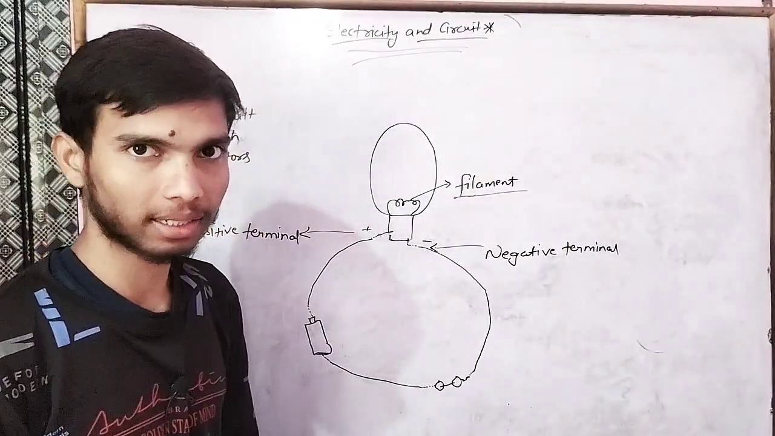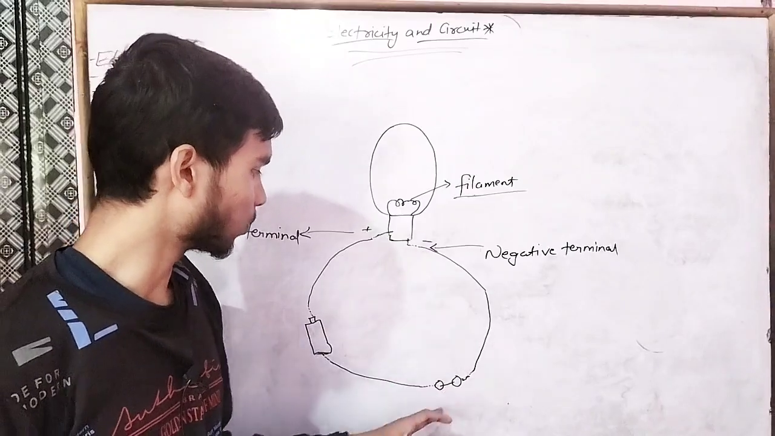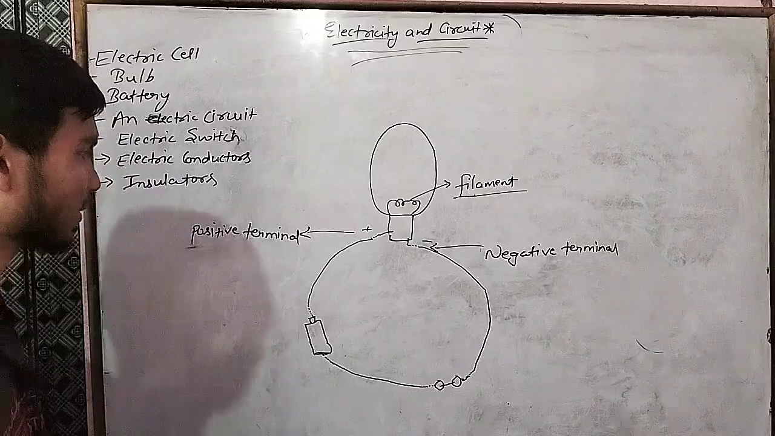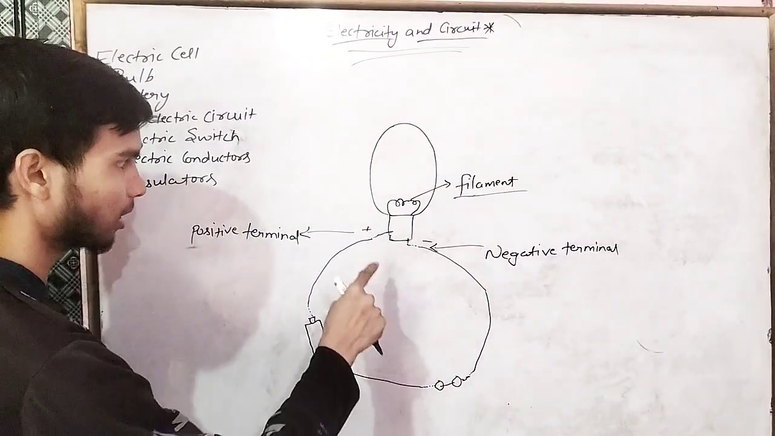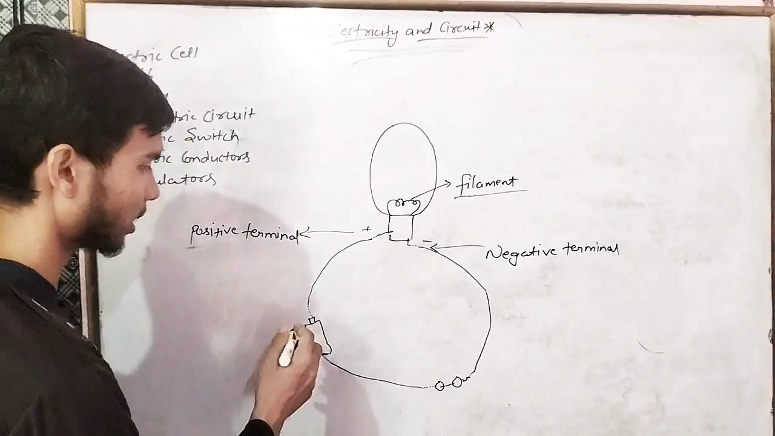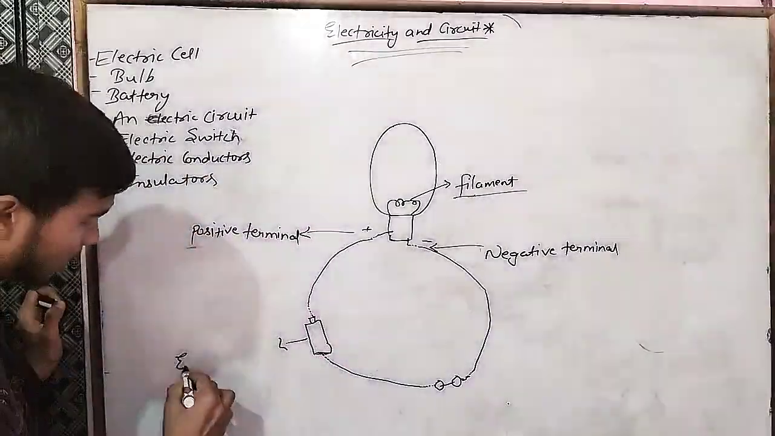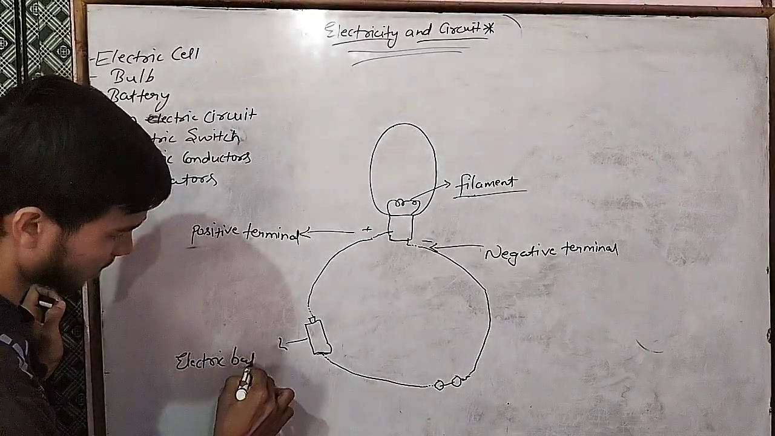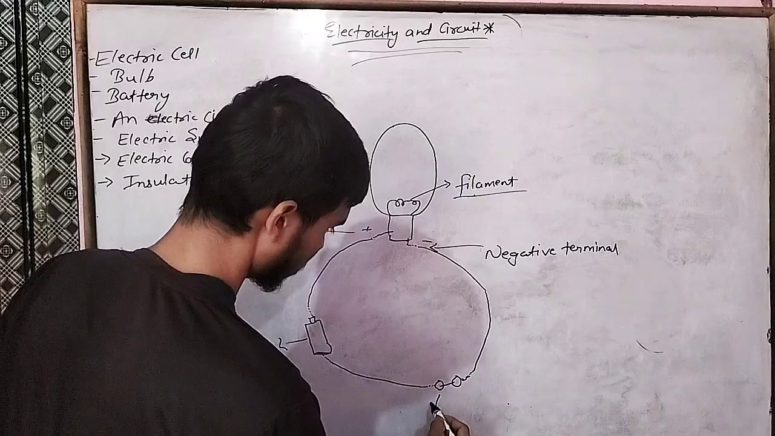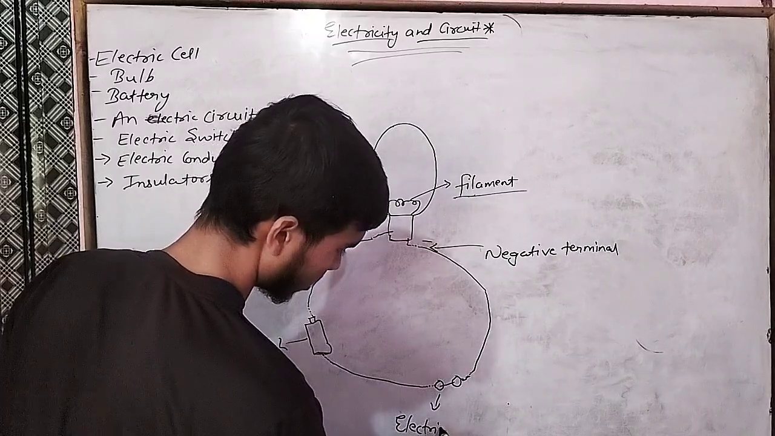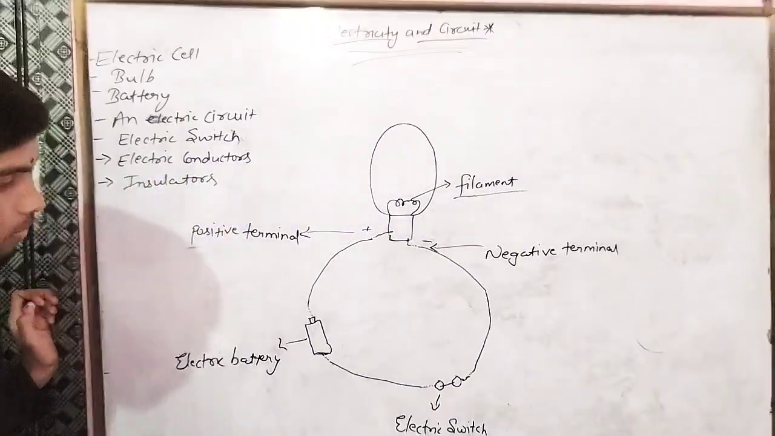So the wire is connected. That's why we are looking at one wire. So this wire is of the negative terminal and this wire is of the positive terminal. Got it? And this is an electric cell, an electric battery you can say. This is an electric switch. Got it?